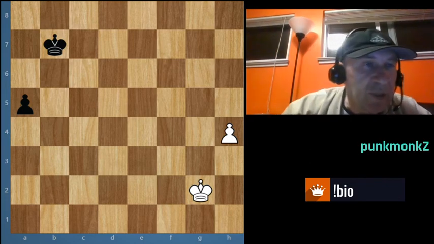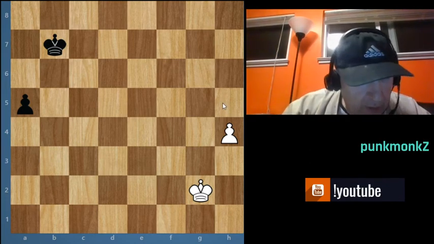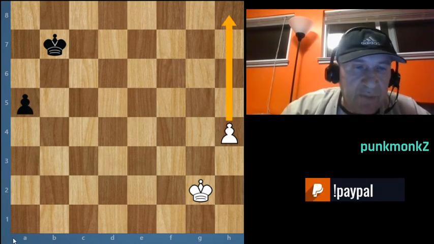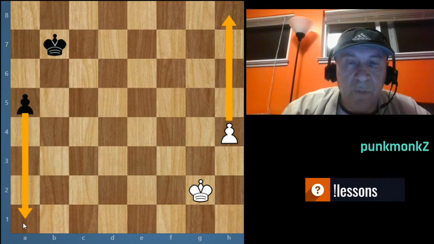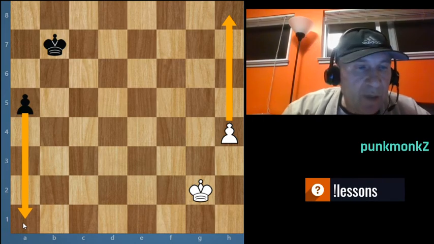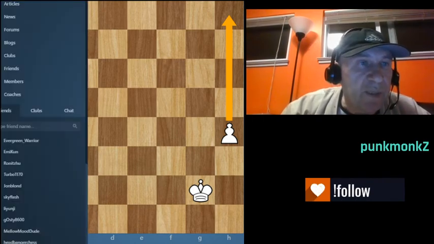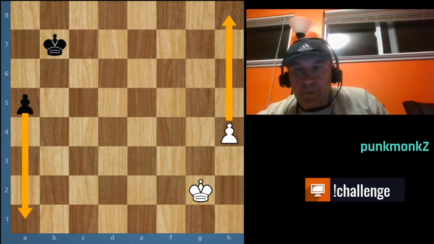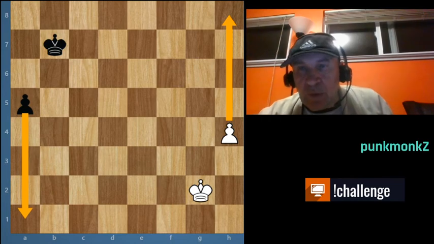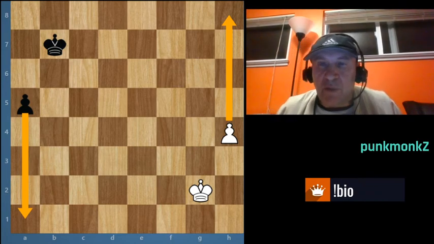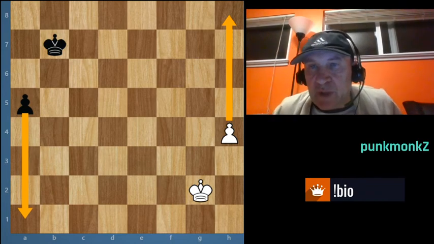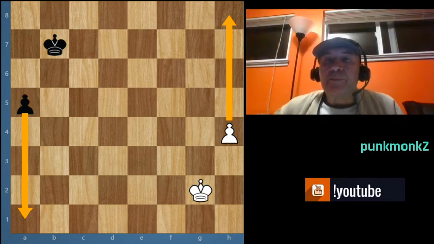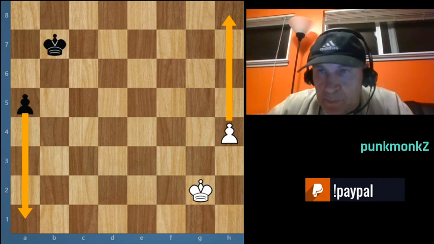Okay, so let me just show you quickly what I mean. The H pawn is running this way and the A pawn is running this way. Okay, they are both rook pawns and they have something in common. And the question is, what is it that they have in common? What is the connection? What is the relationship between the rook pawns? Why do they affect each other? Who can tell me?